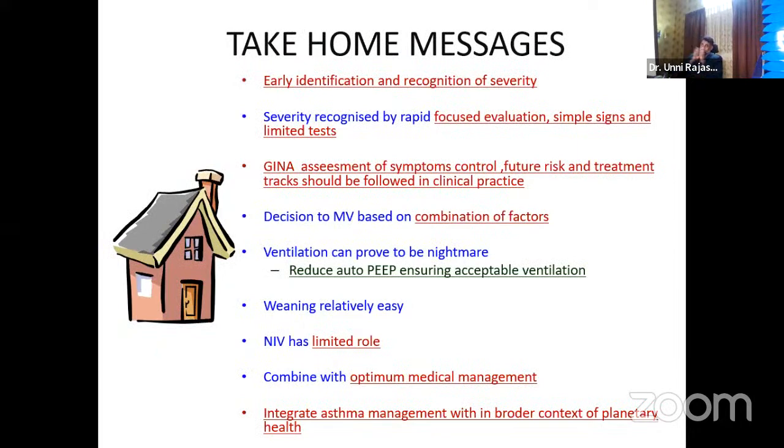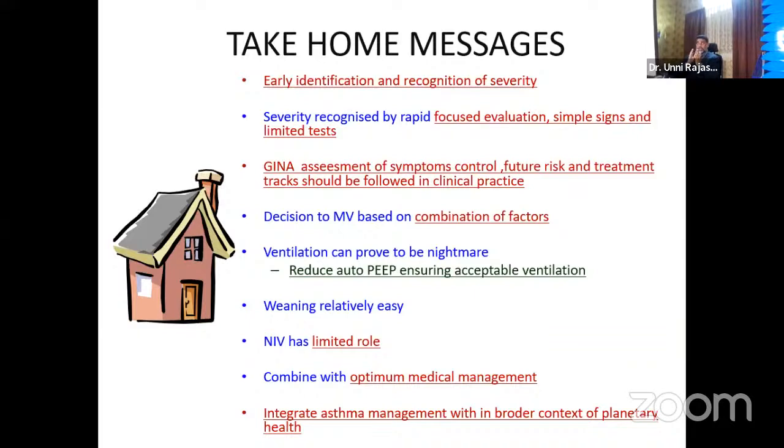So I will conclude my talk here with a couple of remarks. It's important in early identification and recognition of severity in asthmatic patients. Severity is assessed by rapid focused evaluation, simple signs and limited tests, and GINA assessment of the symptom control, future risk and treatment tracks should be followed in clinical practice.